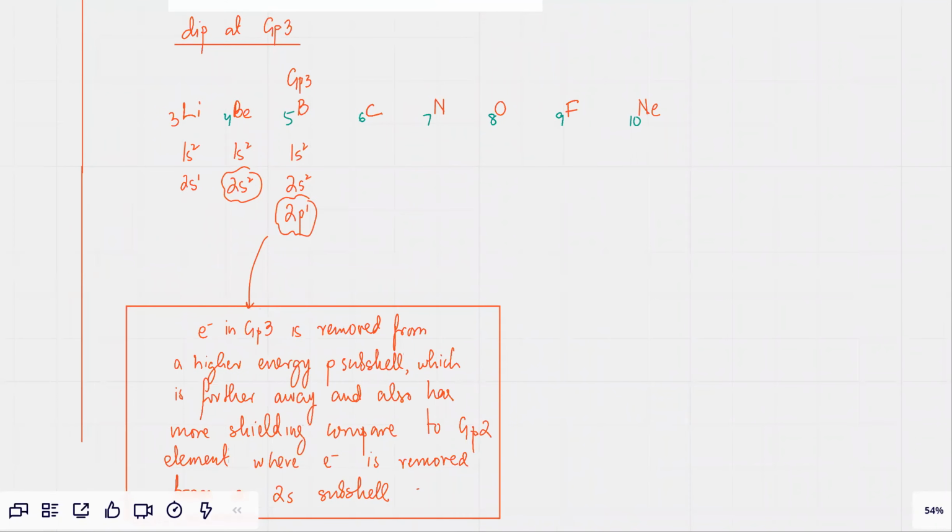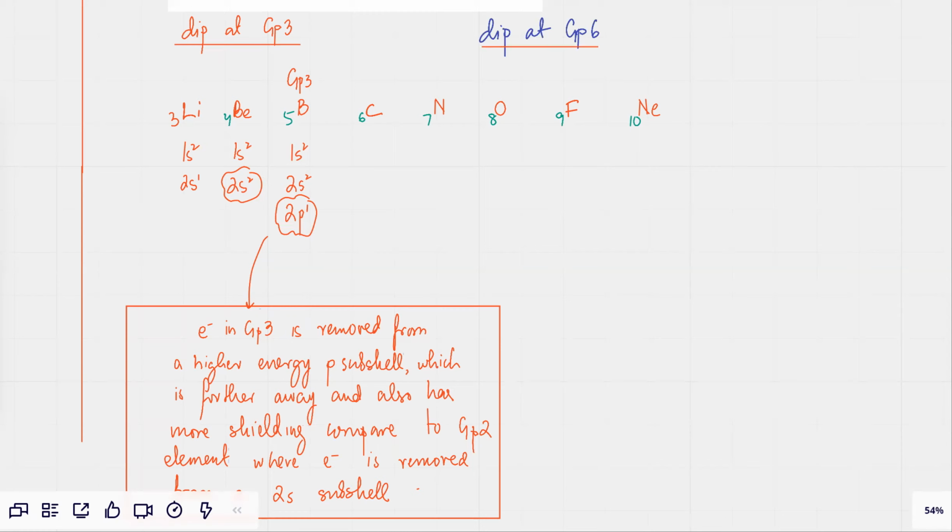So next, there's another dip that's happening at group 6. We need an explanation for that as well. Dip at group 6. Why is it becoming easier to remove electrons at group 6? So what happens at group 6?